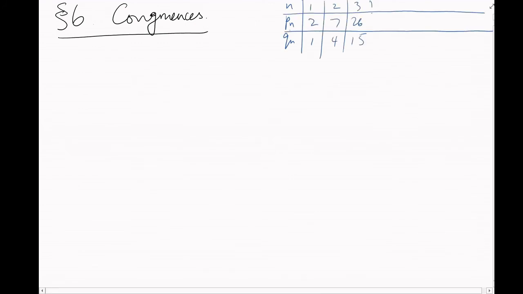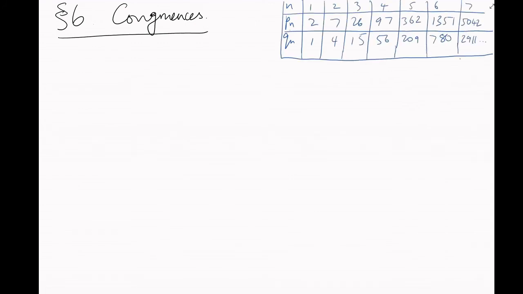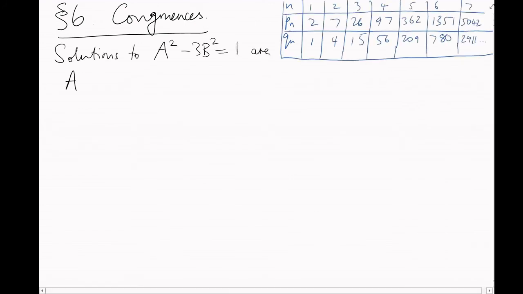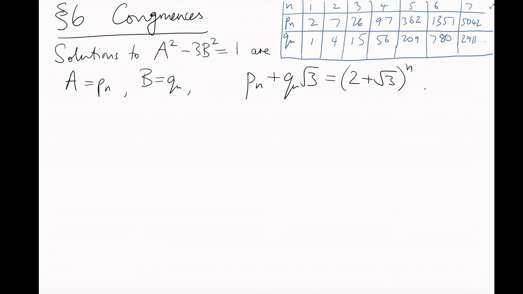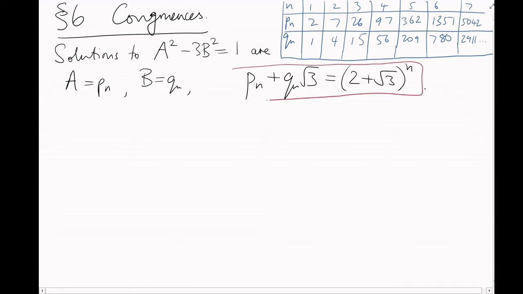Section 6. Congruences. The positive solutions a equals Pn, b equals Qn to the equation a squared minus 3b squared equals 1 are given by powers of the fundamental unit. Pn plus Qn root 3 equals (2 plus root 3) to the n. From here we can derive lots of easy congruences.